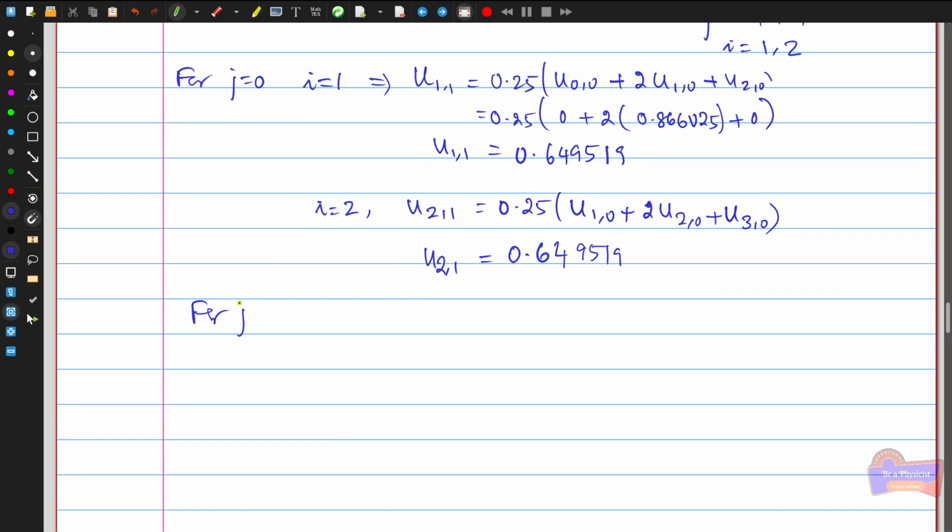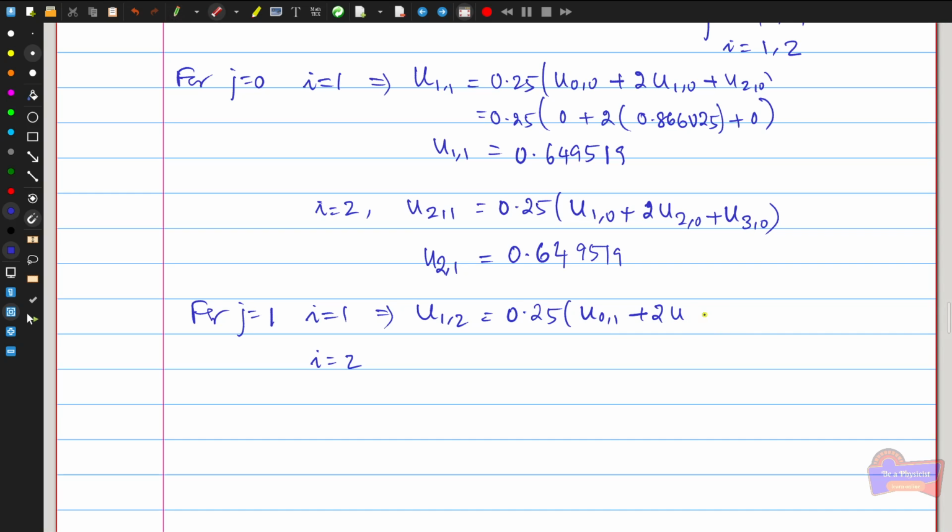Similarly, for j equal to 1, again we can calculate the values for i equal to 1 and i equal to 2. If I take i equal to 1, the value of u of 1 comma 2 is again 0.25 times u of 0 comma 1 plus 2 times u of 1 comma 1 plus u of 2 comma 1. Substituting these values, the final value is given as 0.487139.